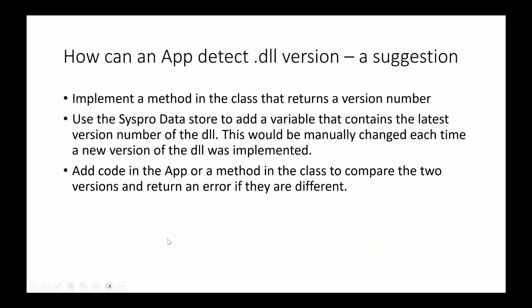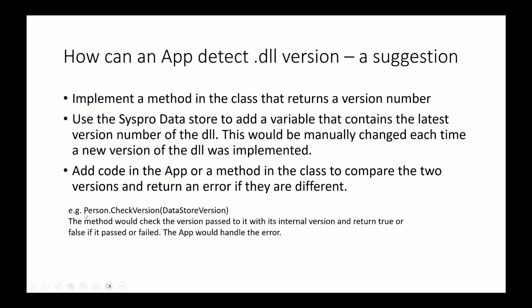As an example, you may well have something like, in our person class, a person.check version method. I pass it the data store version, in this case 2.0, and it will do whatever it needs to check against its current version and either return true or false or some error message. So I'm giving an idea of how you could create a handshake between the app and the DLL so that it proactively warns you, hang on a minute, I'm expecting a different version here. It does depend on you making sure that the data store variable is the version that you actually want to check against. I hope that makes a little bit of sense.